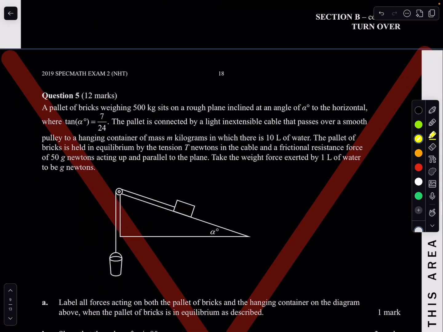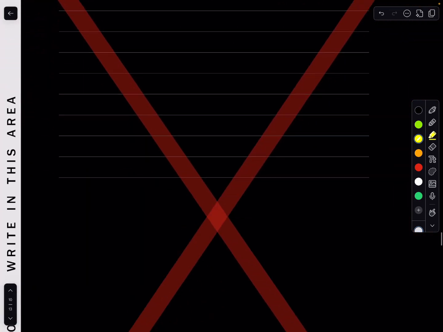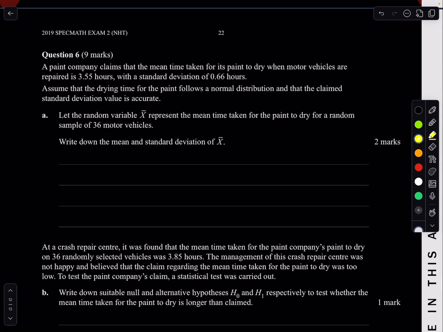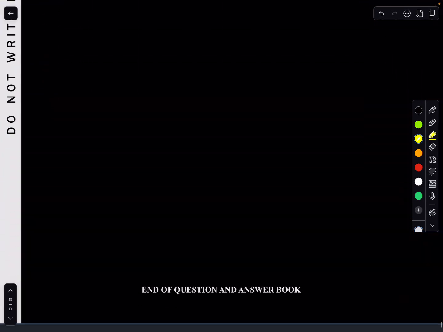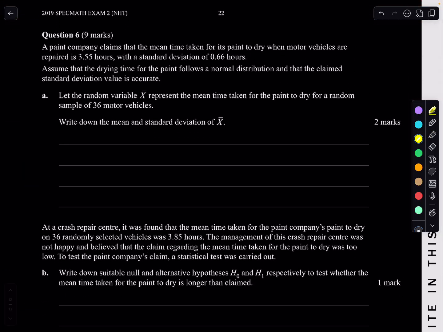Perfect. This question is actually out of the study design. We're not doing mechanics anymore, so I'm going to skip this question. This was mechanics, but it's been taken out of the study design, so I'll put an X on these ones here. I really enjoyed mechanics, but now they took it off, which really annoyed me. But I think this is the last question, which is statistics and probability. Let's do this one.